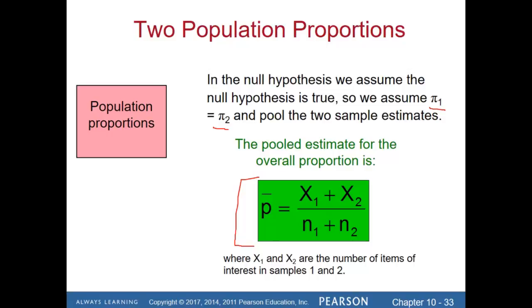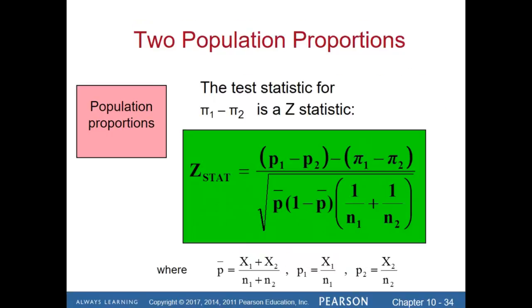And we compute that by taking the two different X values, where X is the number of items of interest in a sample, summing those together across our two different samples, and then dividing by the sum of the sample sizes. So just an overall proportion across both of our samples. All right, so keep that in mind. We've got our pooled estimate of the proportion. And with that, we can take a look at how we compute our Z statistic, our test statistic.